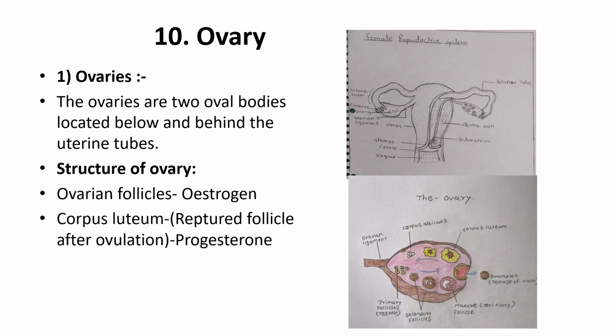10th type of gland is the ovary, which is seen in females. So 2 ovaries are there, located below and behind the uterine tubes. And the structure, it contains ovarian follicles, primary, secondary, tertiary, that is mature follicle, and which secrete hormone, that is estrogen. And the corpus luteum, it is the ruptured part of the follicle after ovulation, that is release of ovum, and then it secretes progesterone.